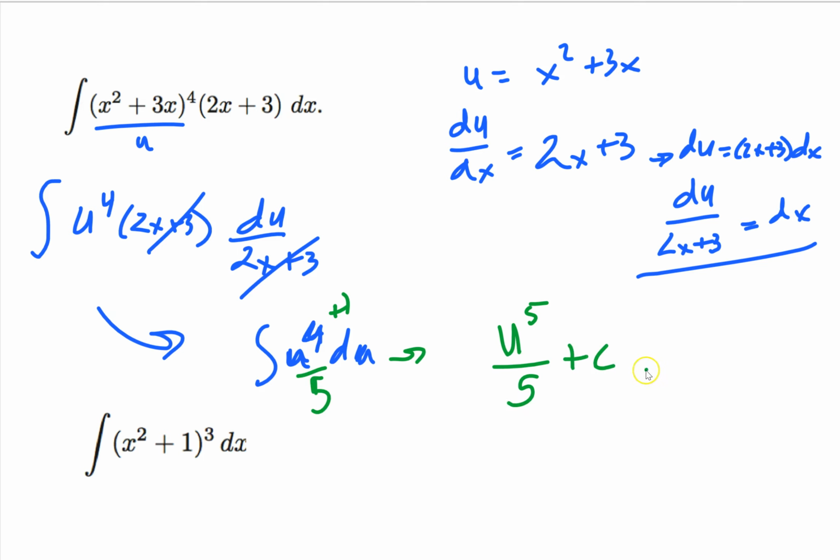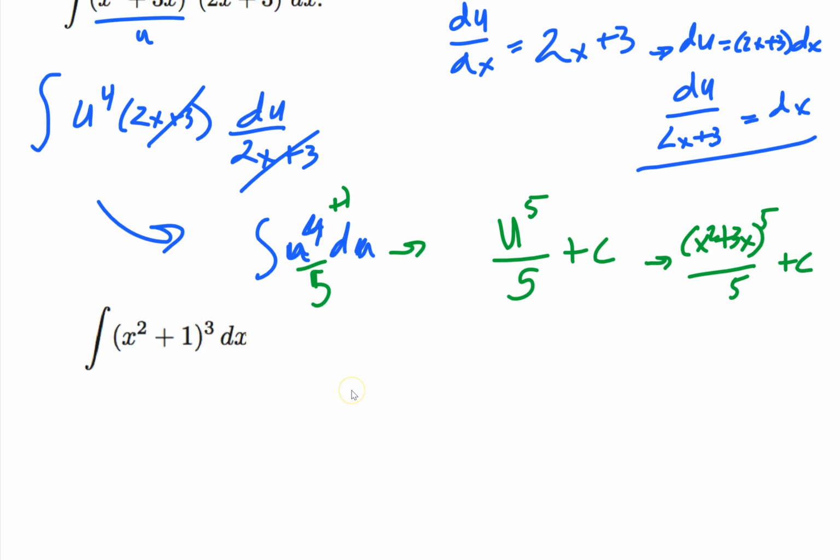And then don't forget to plug your u back in. So my u is x squared plus 3. So x squared plus 3 to the 5th over 5 plus c. Okay, we already had one weird one. Let's look at the next type of weird one.